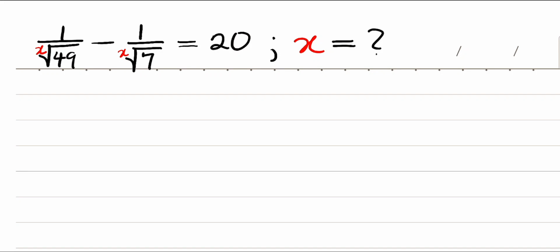Welcome to class. Okay, so here we are given 1 over the x-th root of 49 minus 1 over the x-th root of 7 equals 20, and we are to find the value of x that satisfies the radical equation. So how then do you go about it?